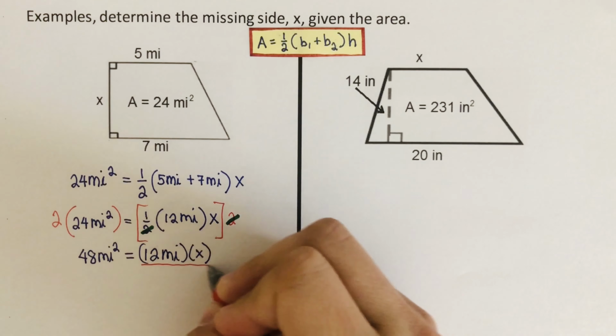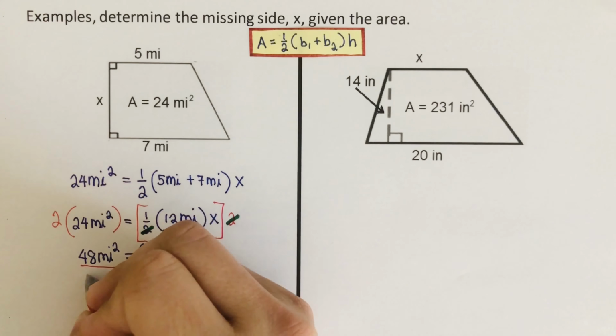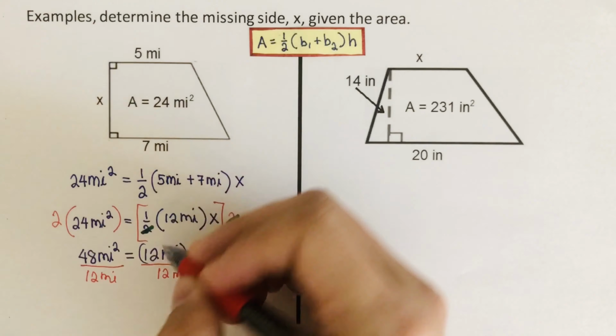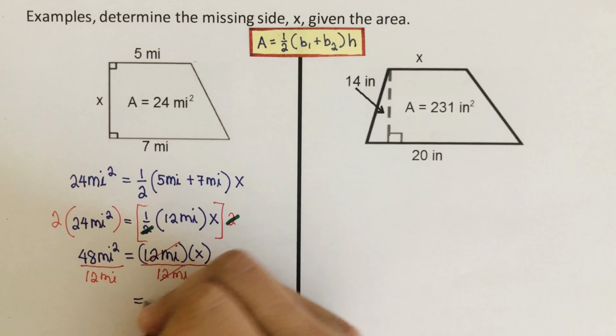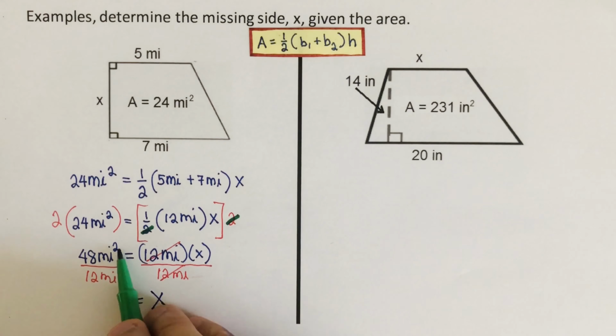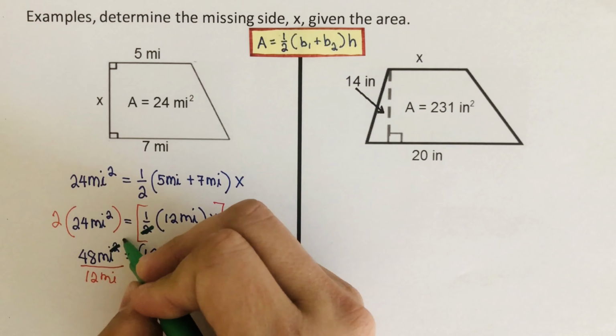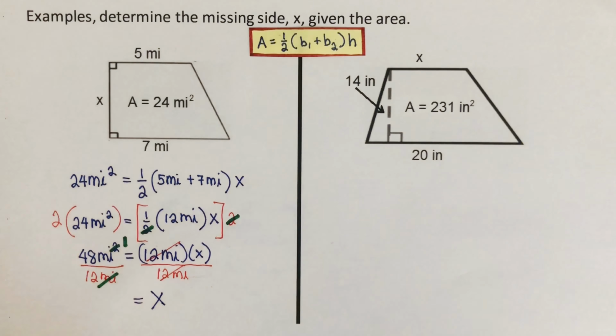So we divide both sides by 12 miles. So then we are left with x on the right side. So x therefore is equal to 48 miles squared divided by 12 miles. Now, please remember that miles squared means there are 2 miles, miles and miles. So we take one of the 2 miles and then take the miles at the bottom. So we're left with just miles.